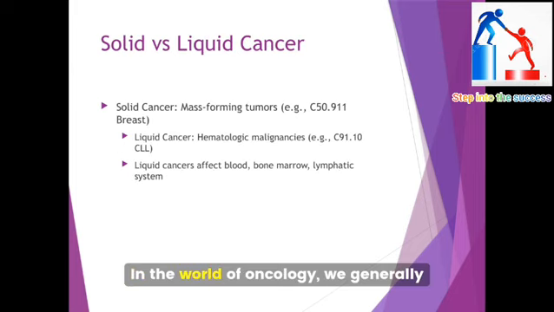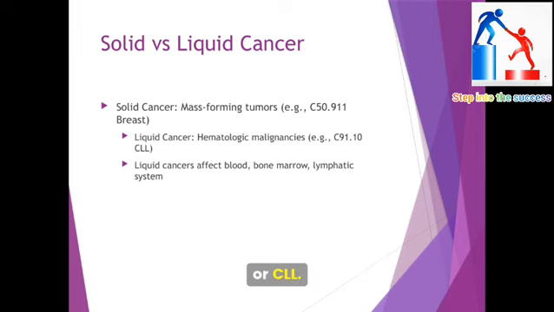In the world of oncology, we generally distinguish between solid and liquid cancers. Solid cancers are those that form a physical mass or tumor in organs, such as breast cancer. Liquid cancers, on the other hand, are hematologic malignancies. These don't form a single lump but instead affect the blood, bone marrow, and the lymphatic system, a classic example being chronic lymphocytic leukemia or CLL.